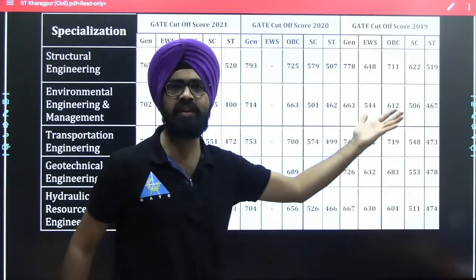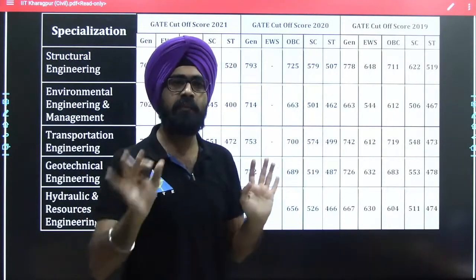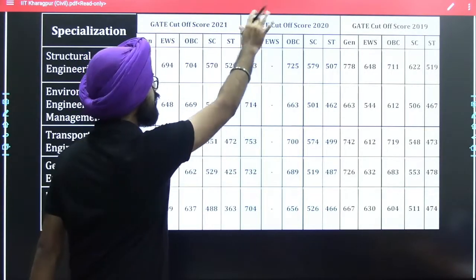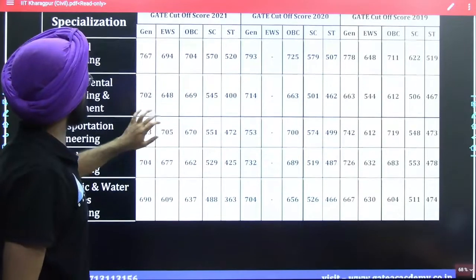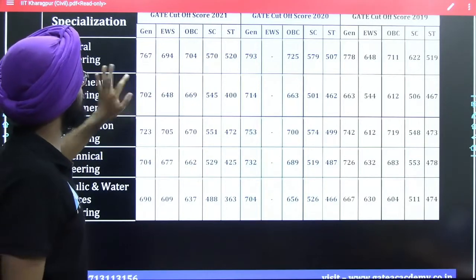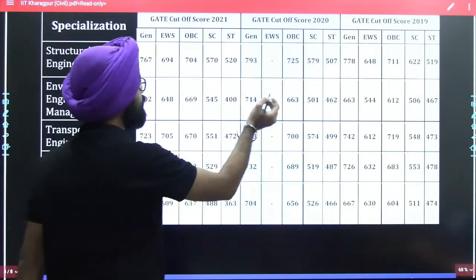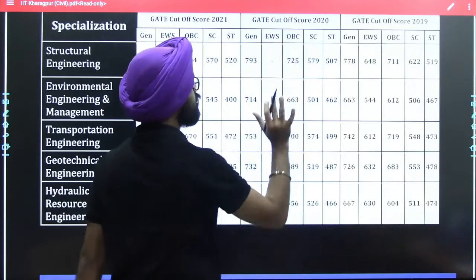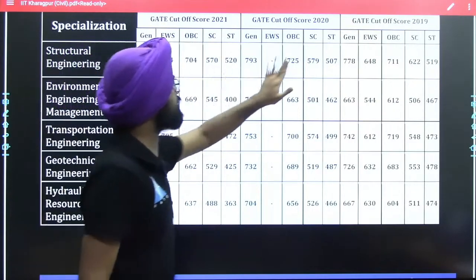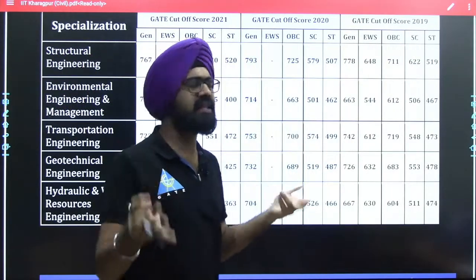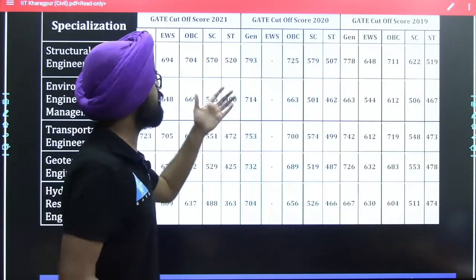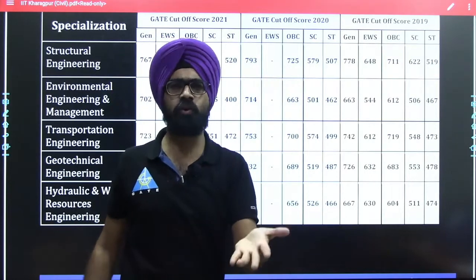Why are these fluctuations there? Depending upon the number of students. The number of students is different in different years. That is why the fluctuations are shown with respect to different categories. 767 was the minimum cutoff for general category in structural engineering in GATE 2021. Similarly, 793 was the cutoff in GATE 2020 and 778 was the cutoff in 2019. So 767, 778, the difference is not too high. For example, you can consider a difference of plus or minus 1 or 2 in your GATE score.